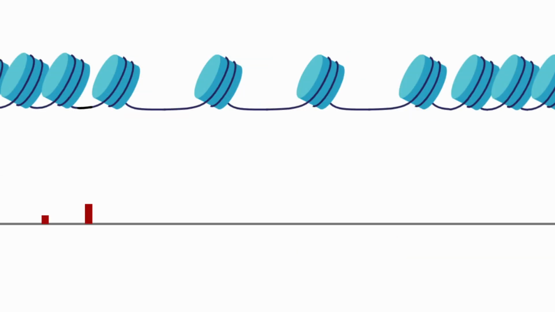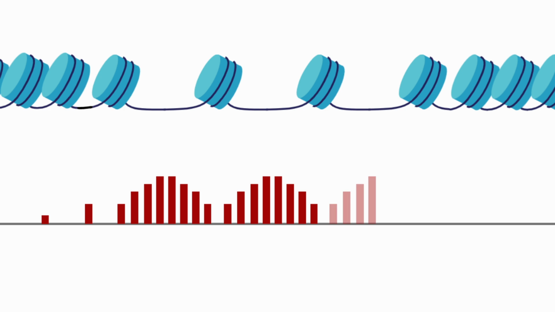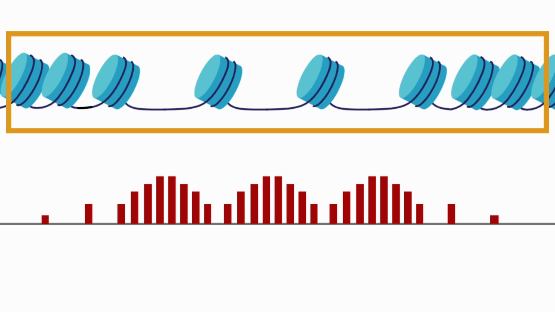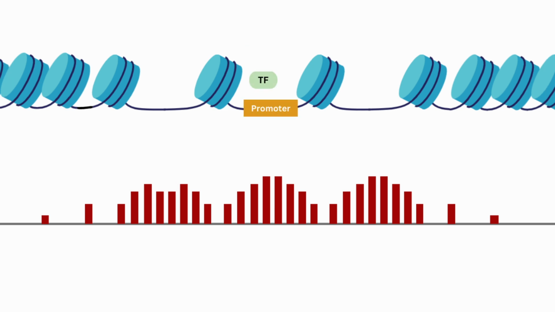Mapped reads will look like in this graph, where exposed regions of chromatin will have the most reads and form peaks. By examining the peaks within a DNase-Seq graph, researchers can better understand the chromatin structure and identify accessible gene regulatory elements, such as promoters or enhancers.